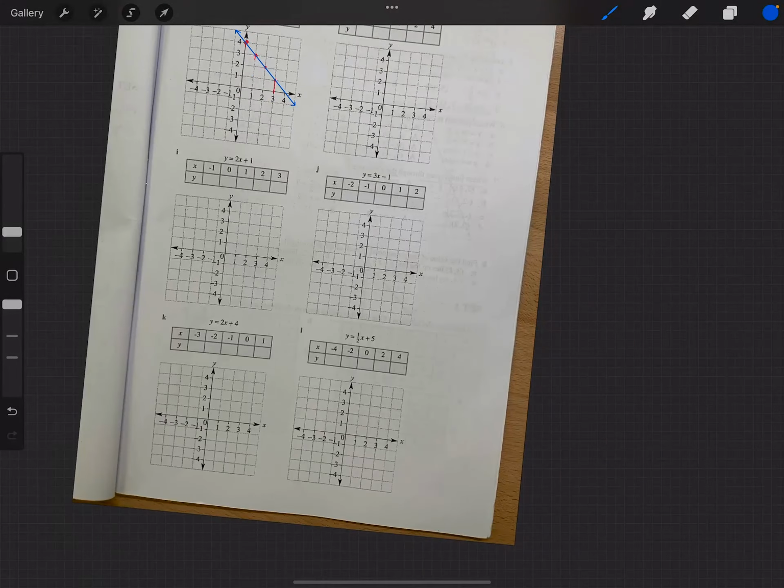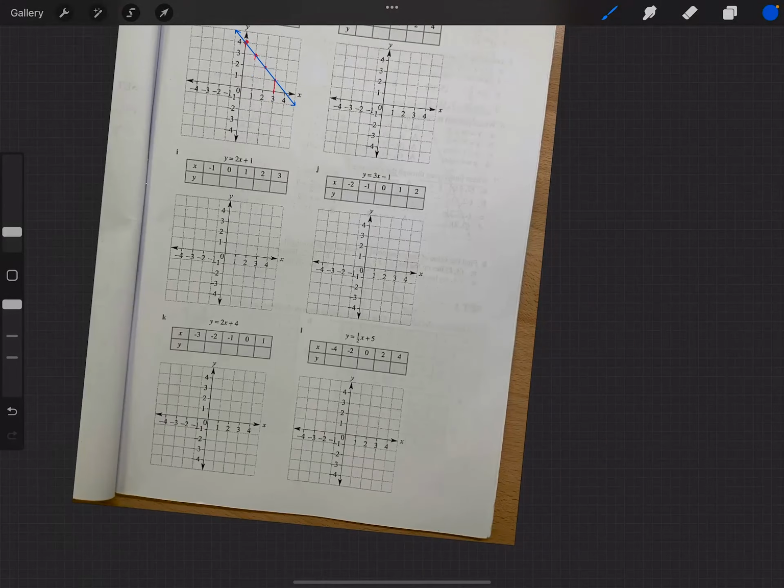Alright. I'll do these two questions here. Maybe I'll do question J and L. J and L. Okay. Alright, the first one, we need to fill in the table of values, okay?